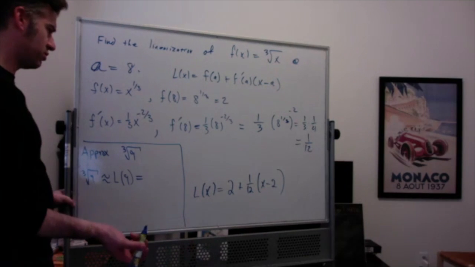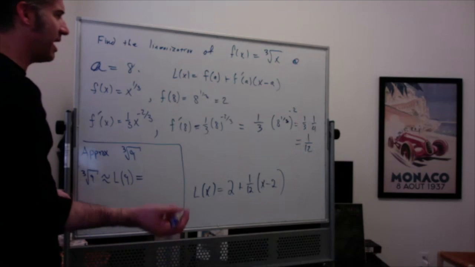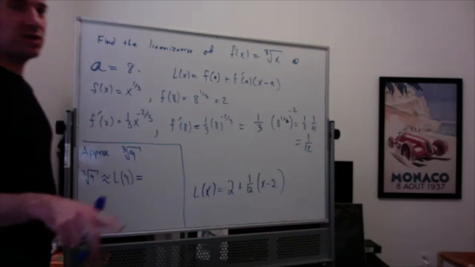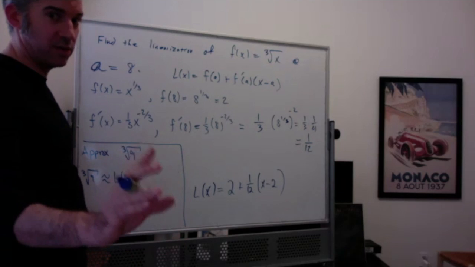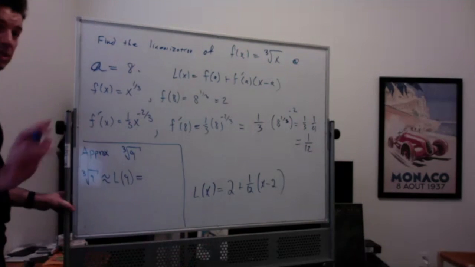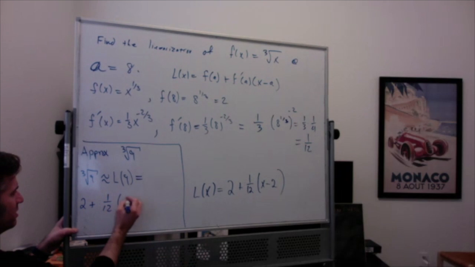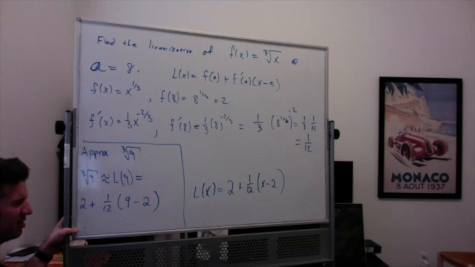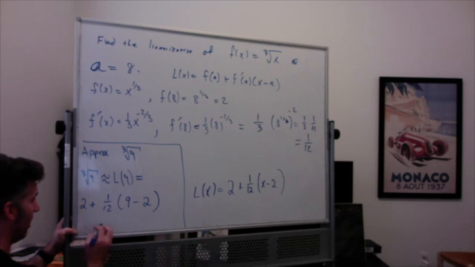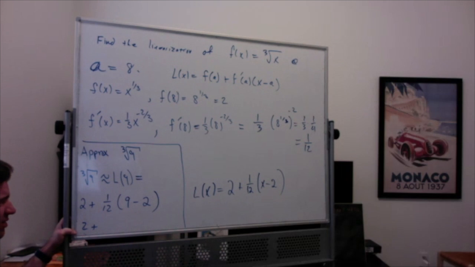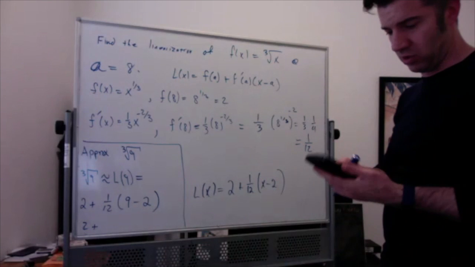Wait, is that x minus 8? I made a mistake. Let me actually go through it and point out the mistake, but I feel like most people are seeing it already. So I'm going to get 2 plus 1/12 times (9 minus 2). And that seems kind of wrong, especially if I actually go through with it. I get 2 plus 7/12. I feel like the cube root of 9 shouldn't be more than 2.5, right? If you look at a calculator, the cube root of 9 is definitely not 2 plus 7/12.